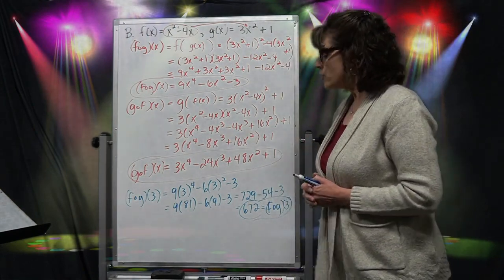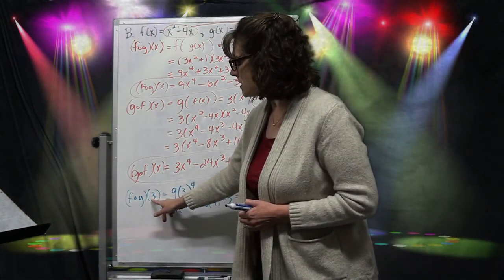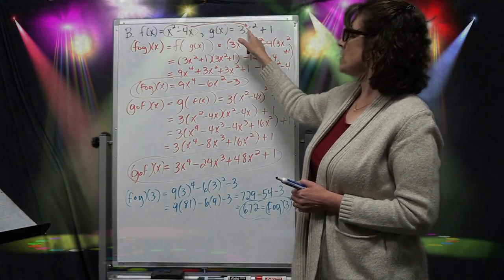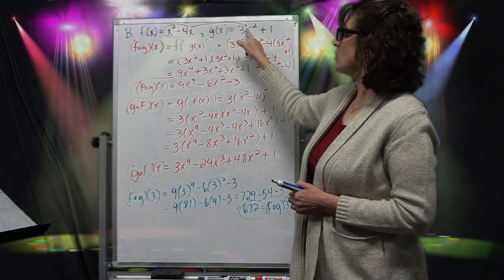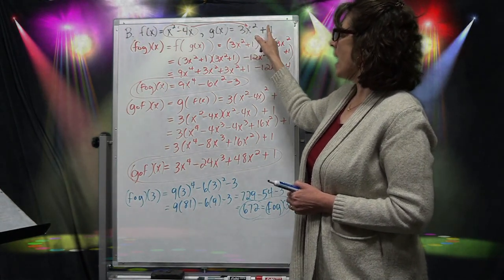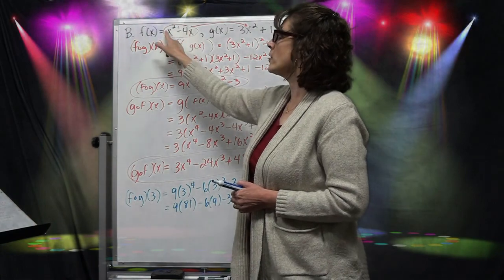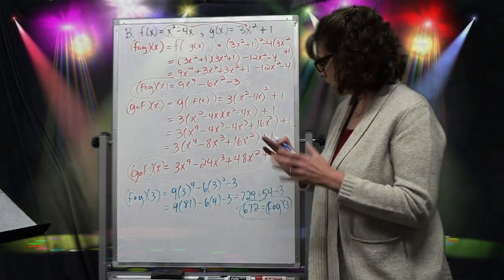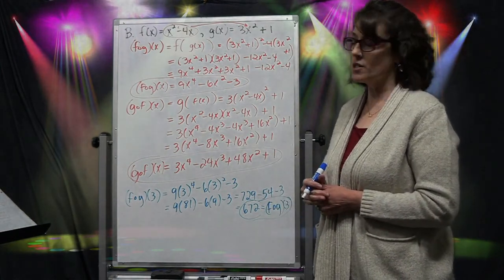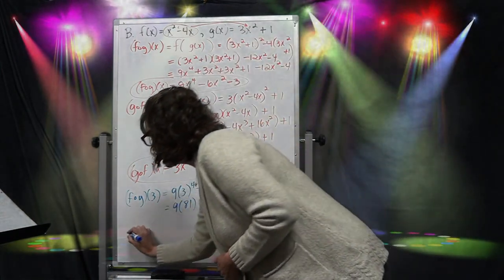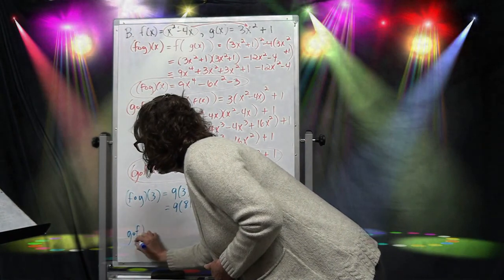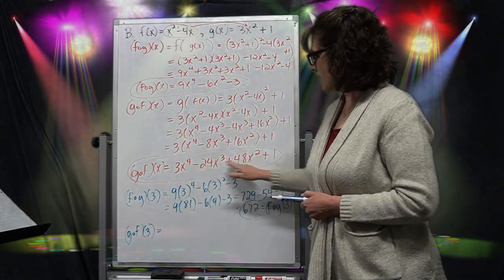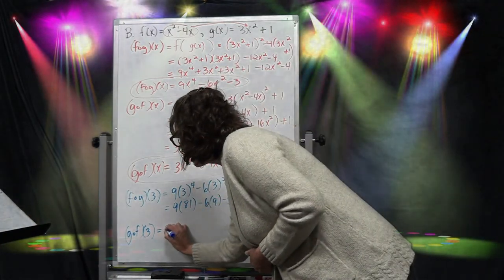But remember, I also could have said, well, this is indicating that I'm going to take my g function and put a 3 in there. 3 squared is 9. 3 times 9 is 27. 27 plus 1 is 28. And then put that 28 in here and here. Square the 28. Multiply 28 by 4 and do that subtraction. Either way, I'm still going to come up with a 672. Now, I also need to get my g of f of 3. And remember, I can take this and I can simply plug a 3 in there.